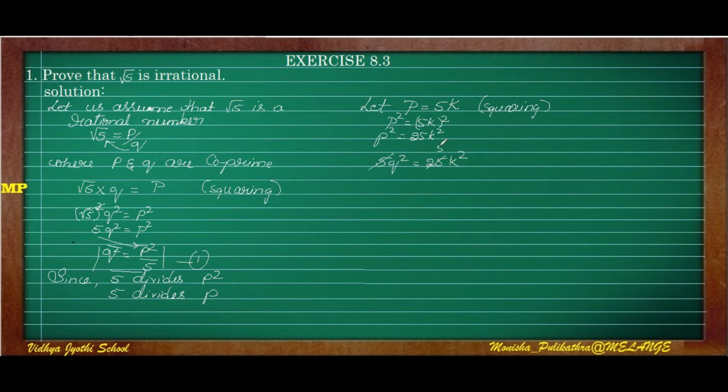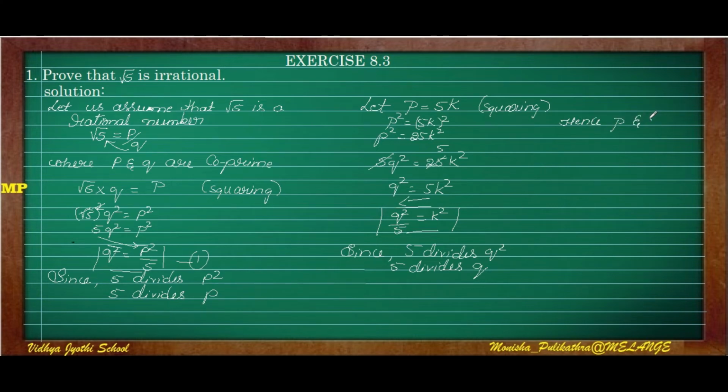5 ones are 5, 5 fives are 25. So q square is equal to 5k square. So again take it down. So we will get q square by 5 is equal to k square. As in the previous step, we can write since 5 divides q square, 5 divides q. So this is the final result.